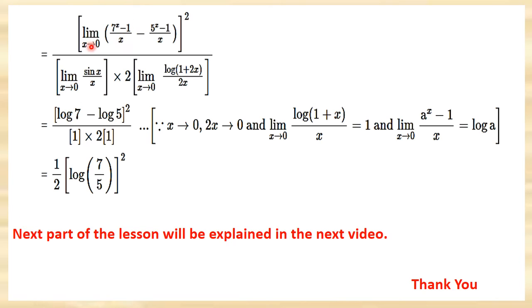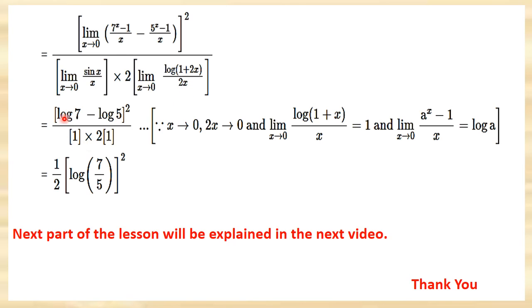Then we will take the limit separately for each term. That is, limit x tends to 0, (7 raised to x minus 1 upon x minus 5 raised to x minus 1 upon x) the whole square, and in the denominator, limit x tends to 0 sin x upon x into, one more thing we need here, log(1 plus 2x). In place of x we have here 2x, so in the denominator also it should be 2x. So to adjust it we multiply and divide by 2. Then it is 2 into limit x tends to 0 log(1 plus 2x) upon 2x.